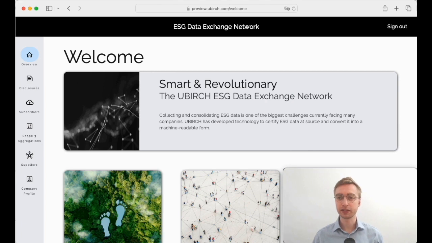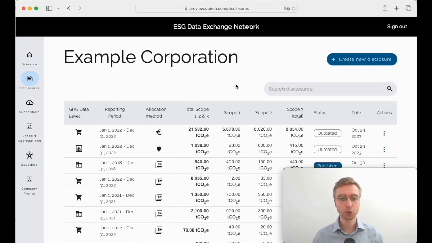Now let's examine in detail how we can create a disclosure within this software application. To do this, we click on the Disclosures tab on the left, and now we can already see a series of disclosures that have been created for this company. For this case though, I want to make a new disclosure.